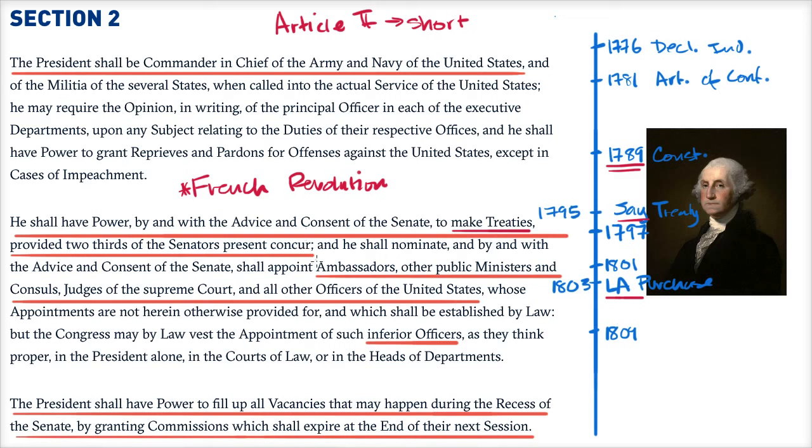And the importance of these precedents, just to go back to Section 2, it does say he shall have power by and with the advice and consent of the Senate to make treaties, provided two-thirds of the senators present concur. And your point is that the way it's written in Section 2, it's not clear whether you need the advice and consent beforehand or whether they just kind of approve after the fact.